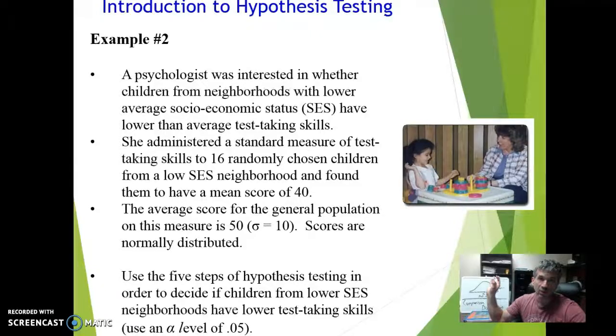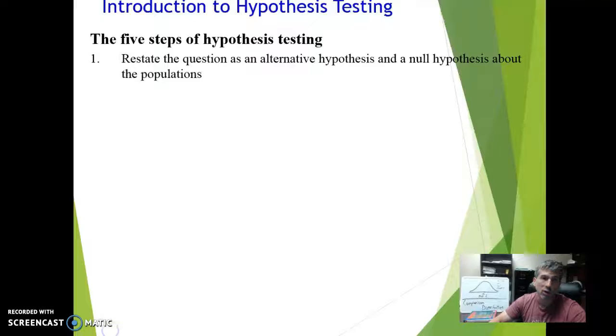We could even fill in that board already. We're not going to just yet, but there's a lot that we already know and not that much left to figure out. It's just a matter of remembering the structure and how it works. So step 1, we have to make up 2 hypotheses, an alternative and a null hypothesis about our populations.